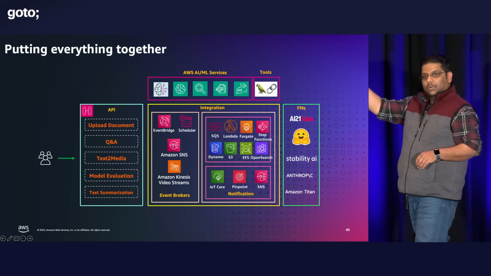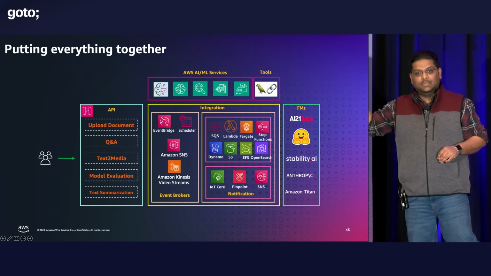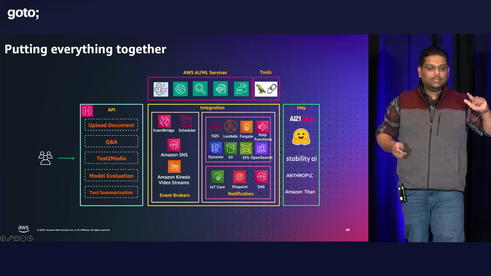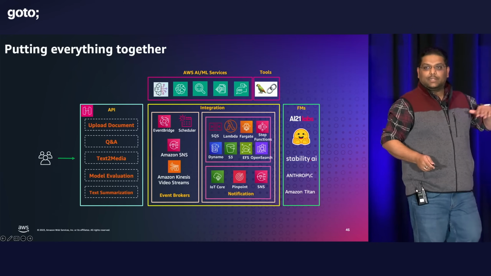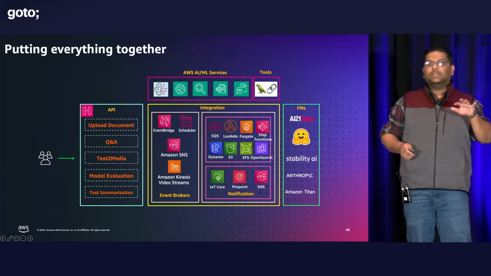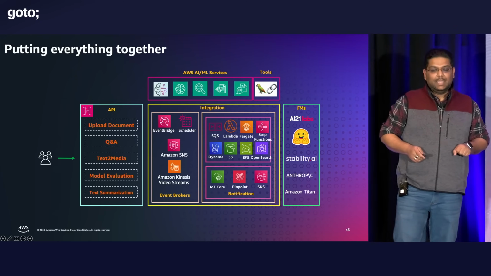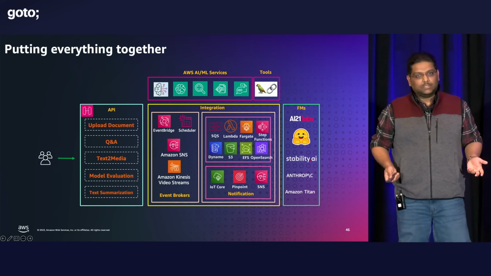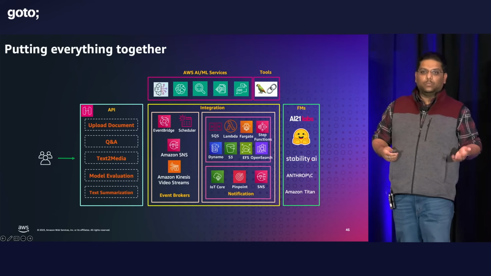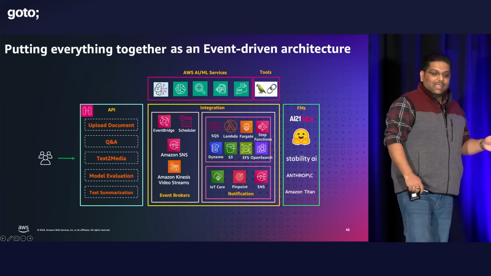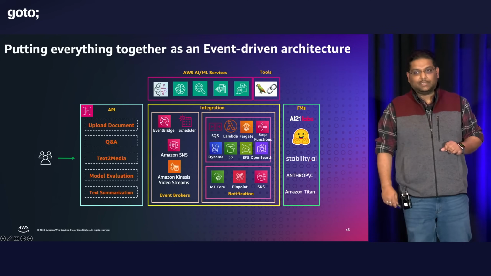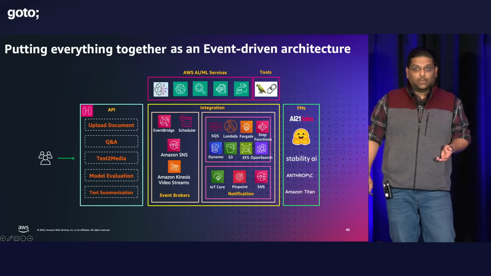On the top row are all AWS services for AI/ML, where you can use Bedrock, Jumpstart, Comprehend, Textract, and all those things that enable you to run generative AI applications. And then there are tools like LangChain that you can incorporate in Lambda functions or ECS Fargate. What we saw is actually a good story of putting everything together as an event-driven architecture, right? And how is that possible?